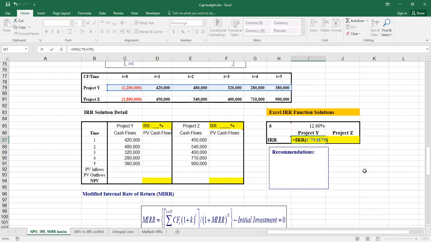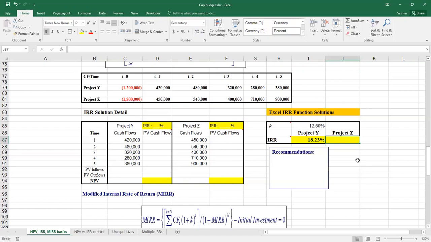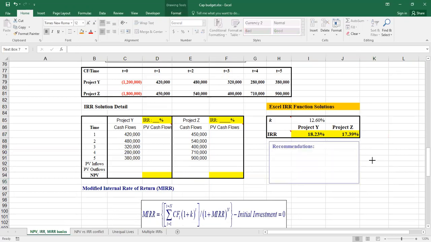Okay, close this. Don't have to guess. Enter. So, the project Y has an IRR of 18.23. Si project Z naman, so this is project Z. There. So what do you notice? Yes, tama yung observation mo. So kung independent, recommendations, if mutually exclusive, choose what? Project Y. Okay.